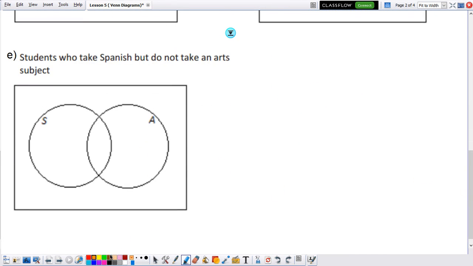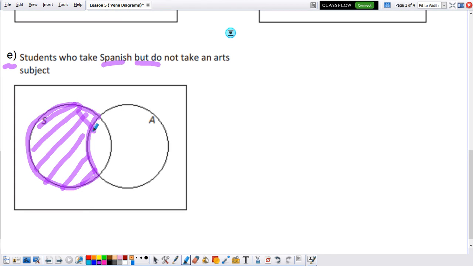For example E, let's do this in purple. Now we're interested in those students who take Spanish but do not take an art class subject. Notice that here we do not want to shade anything that has to do with the art circle, but we do want to shade the section that still talks about Spanish. So what is that section? That section will be this portion of the circle. This is the section for those students who take Spanish and do not take an art class.